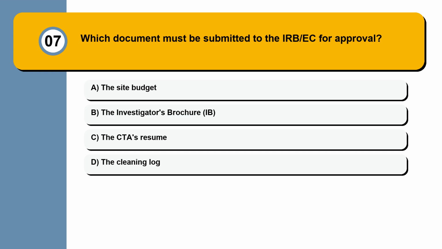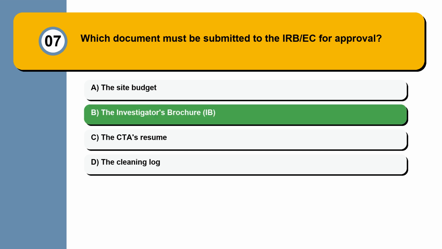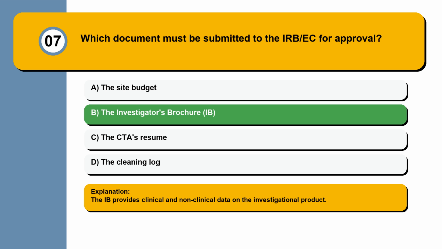Question 7. Which document must be submitted to the IRB/EC for approval? The site budget, the investigator's brochure, IB, the CTA's resume, the cleaning log. The IB provides clinical and non-clinical data on the investigational product.